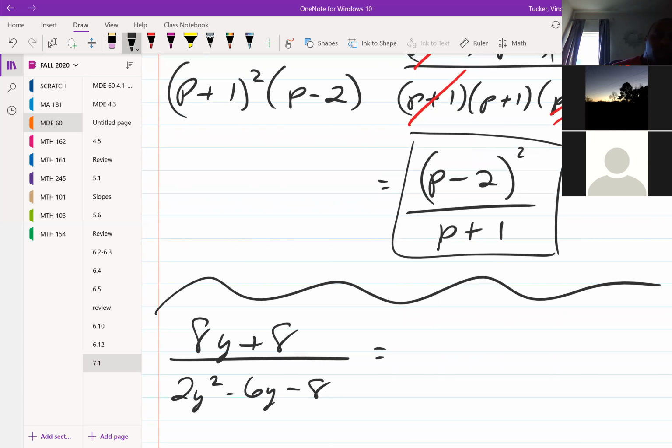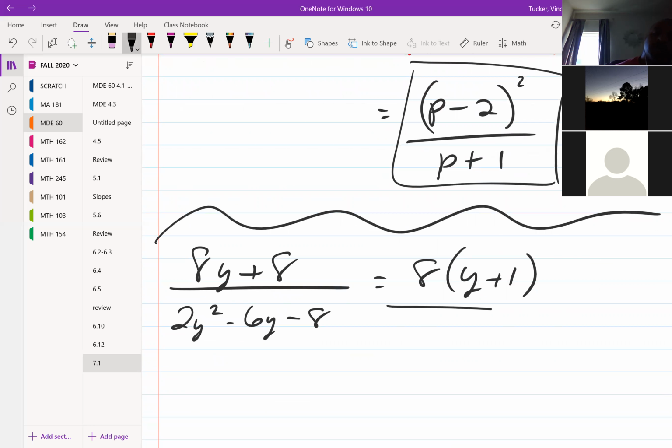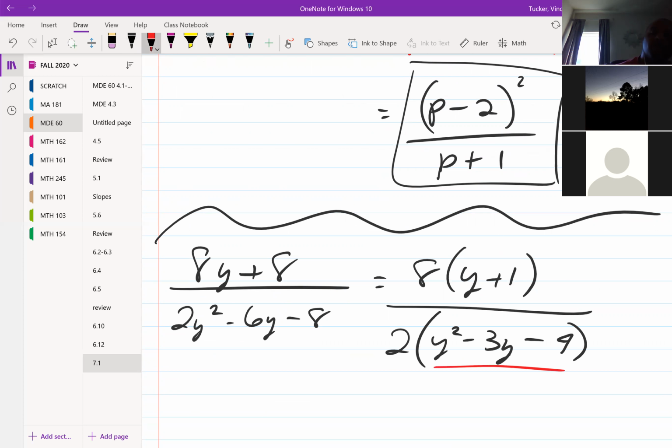All right, so we have 8y plus 8 up top, 2y squared minus 6y minus 8 on bottom. So up top, we factor out 8, it's y plus 1. Bottom, we can factor out 2, y squared minus 3y minus 4. We can still factor this trinomial right here.